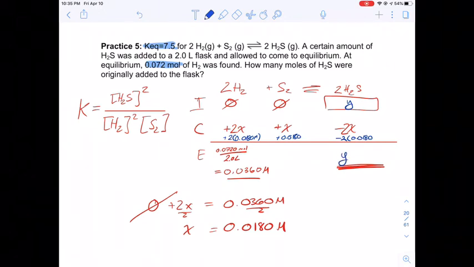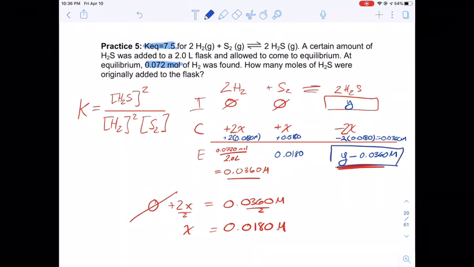This equilibrium value is 0.0180 for the S2, and y minus 0.0360, which is this value here. That's a minus symbol there. So we do have a value now. We have something of a value for H2S, we just don't know what y is.